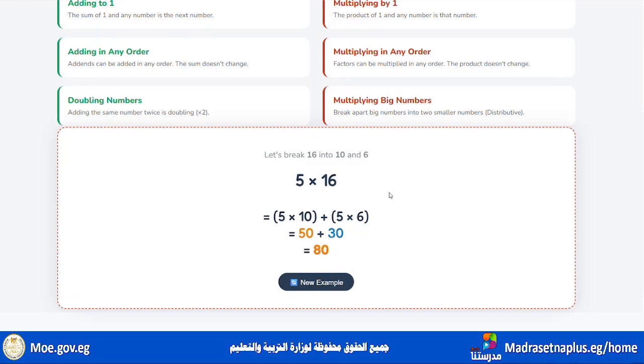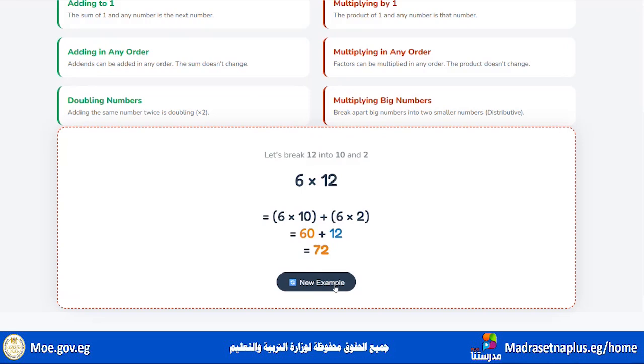The same. Split 15 into 10 and 5. 7 times 10 plus 7 times 5. It will be 7 times 10, 70. 7 times 5, it will be 35. 70 and 35, 105. You can see it's simple.